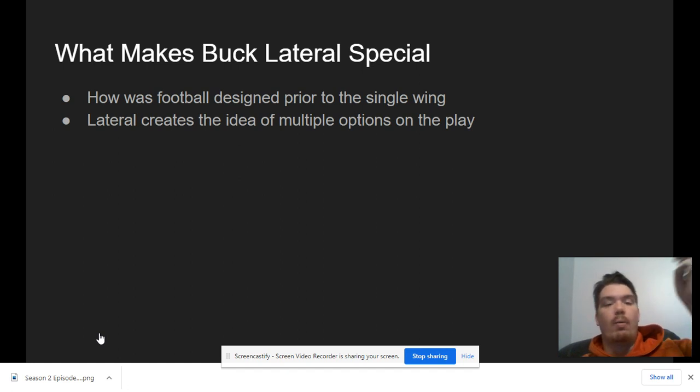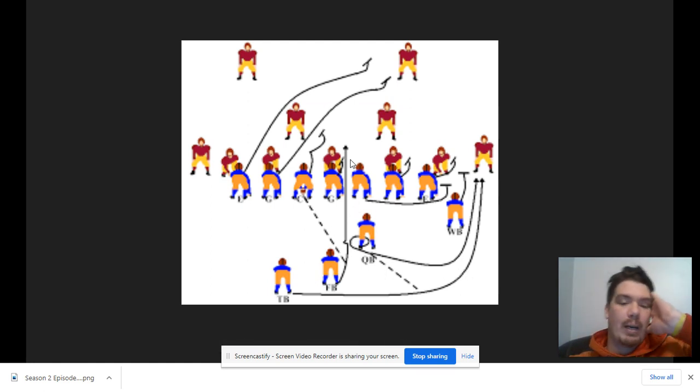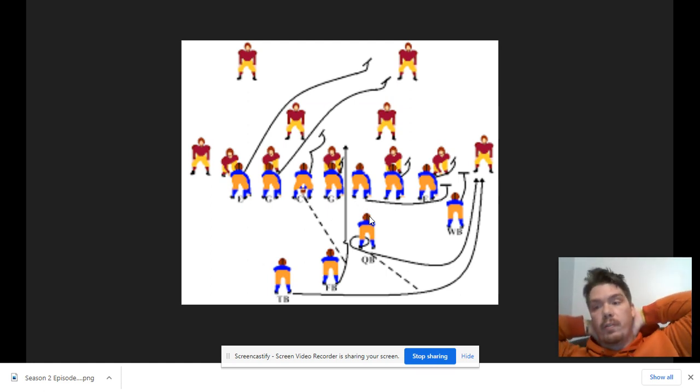The lateral creates the idea of multiple options on the play. I just discussed it here with the fullback going straight ahead, the quarterback possibly getting the ball, the quarterback possibly lateraling it to the tailback, or the quarterback possibly throwing a pass. There's so many different things that you can do off of this play, and that's what makes it so cool.